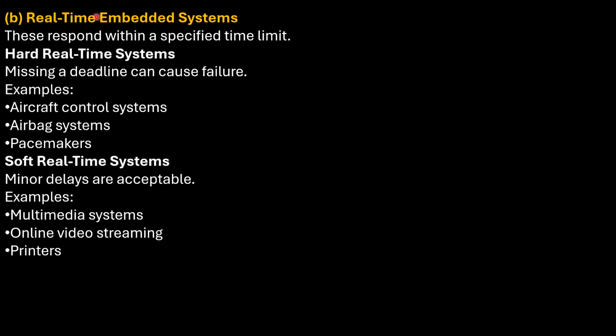Friends, now real-time embedded systems. These respond within a specified time limit. Hard real-time system: missing a deadline can cause failure. Examples: aircraft control systems, airbag systems, safety systems, pacemakers. Soft real-time systems: minor delays are acceptable. Examples: multimedia systems, online video streaming, 3D printing.